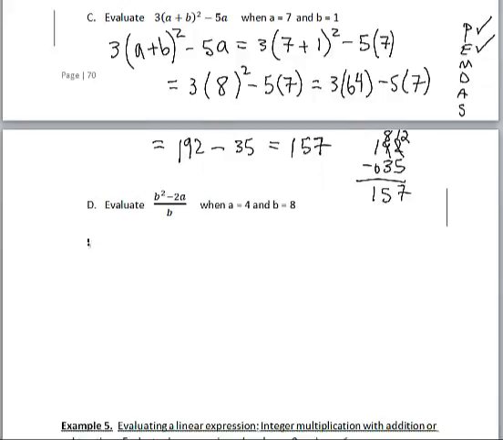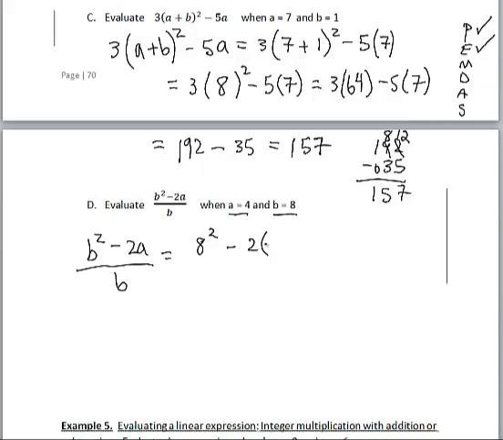D is b squared minus 2a over b, and a is 4 and b is 8, and I have a b squared. With this piece there's nothing else in front of it, and then behind it I have subtraction, so I'm just simply going to have an 8 squared there, and obviously the only thing the exponent 2 applies to is the 8.